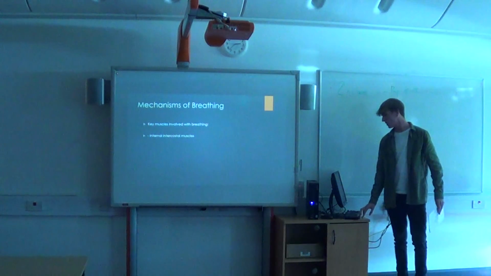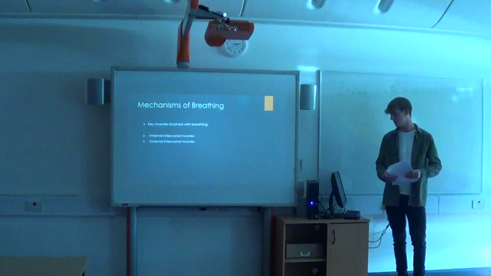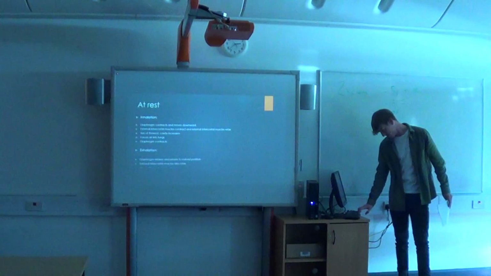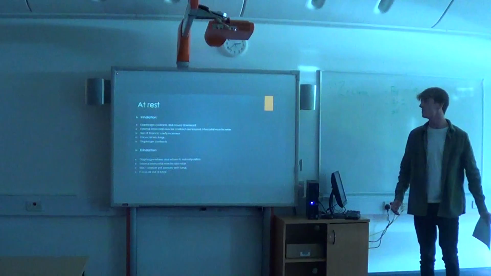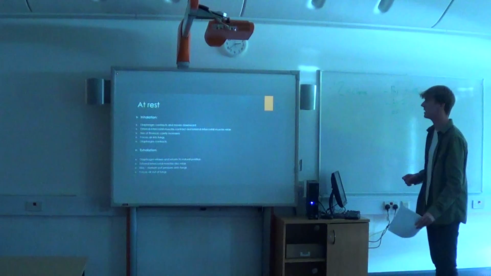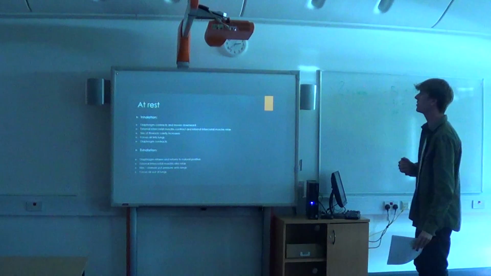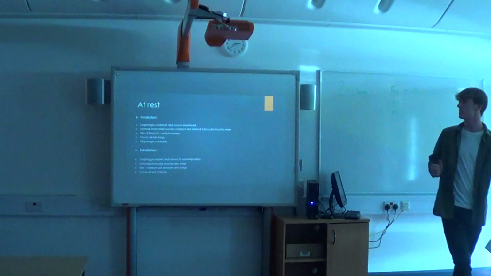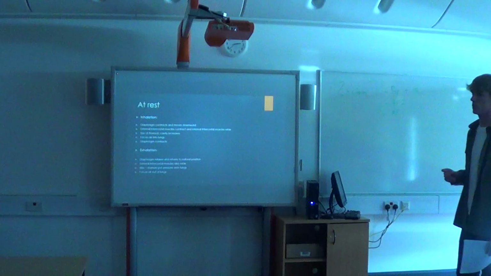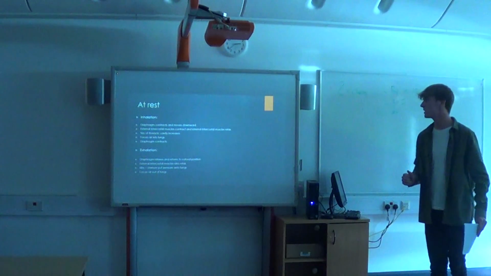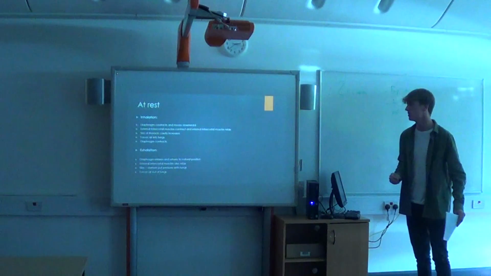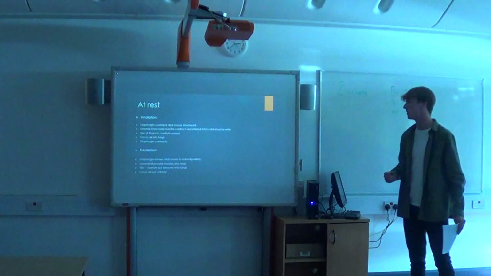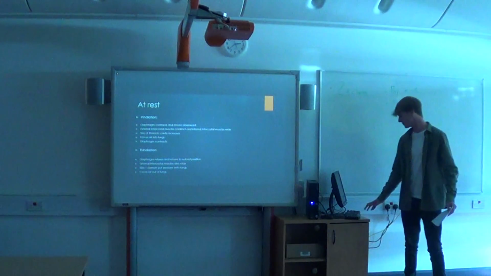So, mechanisms of breathing. The key muscles involved in breathing are the internal intercostal muscles, the external intercostal muscles, and the diaphragm. At rest, for inhalation, your diaphragm contracts and moves downwards, and the external intercostal muscles contract while the internal intercostal muscles relax. The size of the thoracic cavity increases and forces air into the lungs. When you exhale at rest, the diaphragm relaxes and returns to its natural position. The external intercostal muscles also relax, and the ribs and sternum put pressure onto the lungs, which forces air out of the lungs.